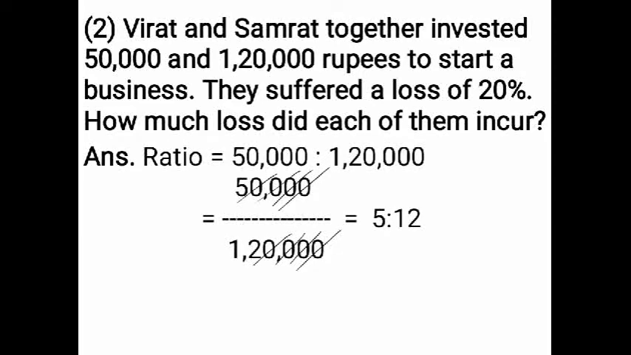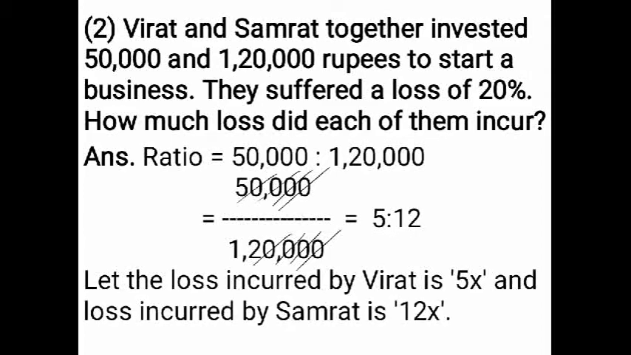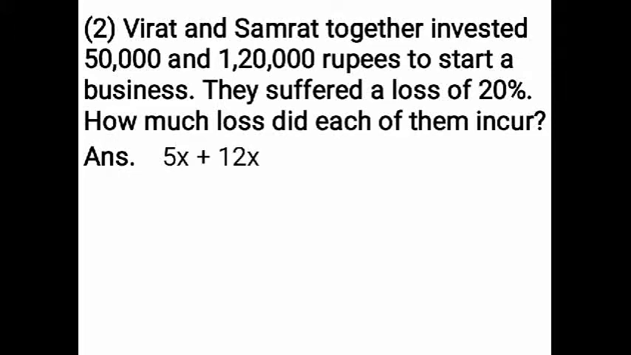After getting the ratio 5 is to 12, you have to take the variable x with this ratio. And you have to consider one of Virat incurred a loss and other of Samrat incurred a loss. So the statement you have to write, let the loss incurred by Virat is 5x and the loss incurred by Samrat is 12x. When you write the equation form, you have to take this total loss. 5x plus 12x is equal to 34,000. Amount of loss, how much you got, that one number you have to take. This is the equation form.